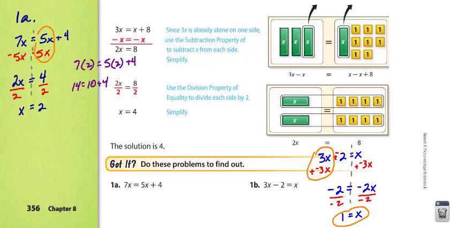Let's check that. Make sure I did it right. 3 times 1 minus 2 equals 1. Well, 3 times 1 is 3, minus 2 equals, and there's crazy pen. Let's get rid of crazy pen, and it does equal 1. There you go. Did it correctly. All right, so now continue on through the examples, and I'll meet you at the next set of GotIt problems.